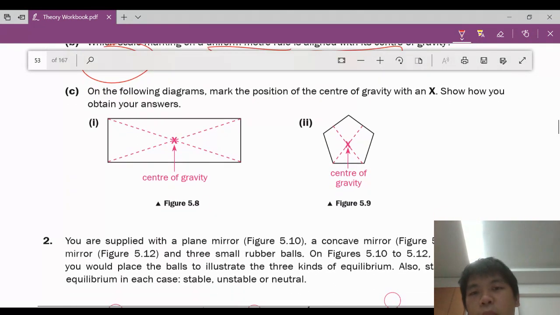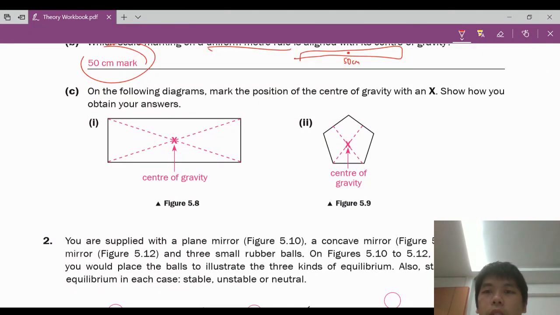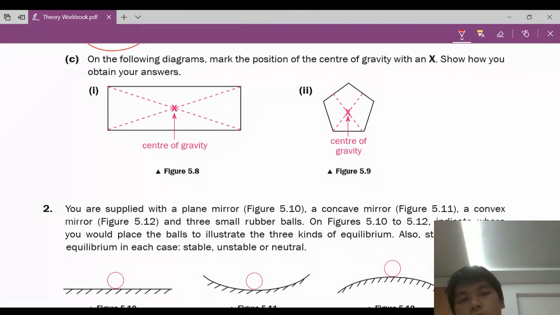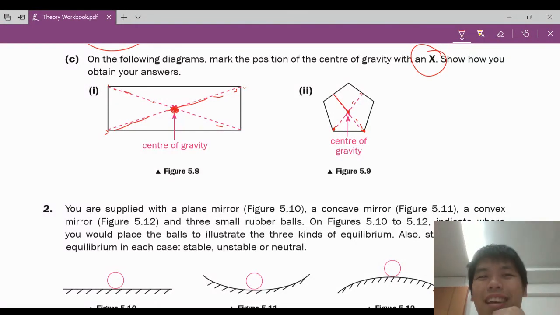On the following diagrams, mark the position of the center of gravity with an X. Show how you obtain your answer. So you take one corner to the opposite corner and draw a dotted line. One corner to the other corner, you draw a dotted line. Where the lines intersect is your center of gravity. Similarly for here, you take the corner to the center, and then you can repeat for the rest. You will get the point where they intersect, and that is your center of gravity. Remember to mark it with an X, read the instructions. I'm pretty sure some of you did not mark it with an X, okay?